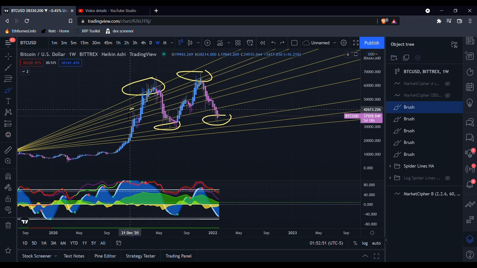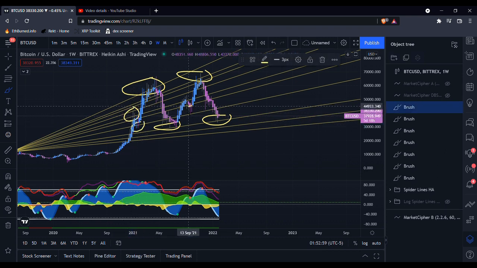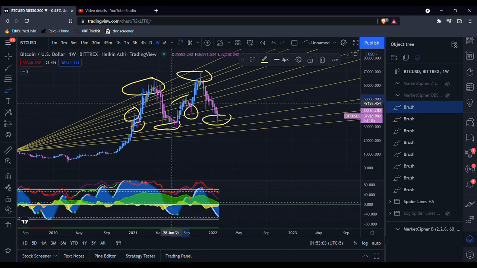So I'll be showing you how you can plot these spider lines on your chart, because they can be a very powerful tool, especially when you use them in combination with some of your other indicators.